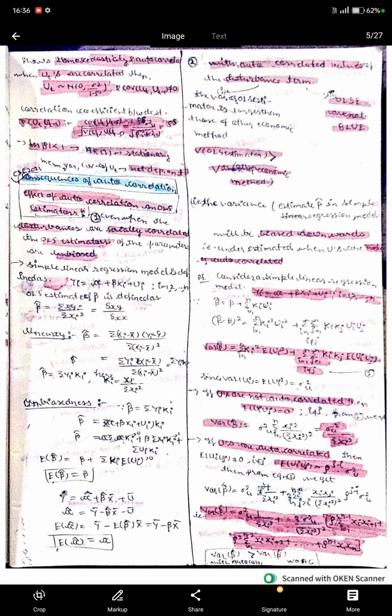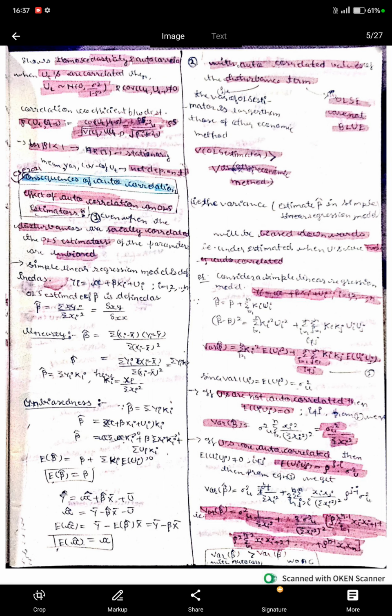Here i takes values 1, 2 and so on, and beta cap equals beta plus summation ki ui. So beta cap minus beta whole square equals summation ki square ui square plus summation i takes value 1 to n, j takes value 1 to n, but i not equal to j, ki kj ui uj. Taking expectation, we get variance of beta cap equals summation i from 1 to n ki square expected ui square plus summation i from 1 to n, j from 1 to n, i not equal to j, ki kj expected ui into uj, which will be 0. This is equation 1.